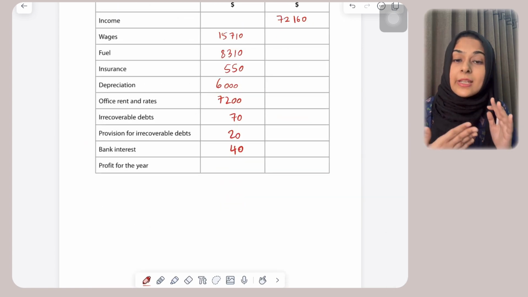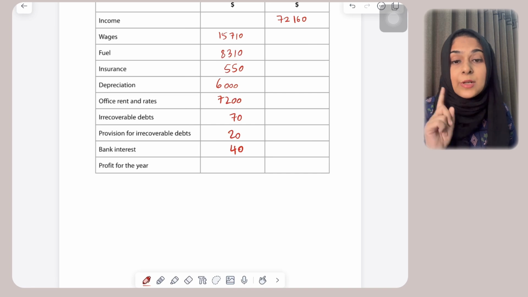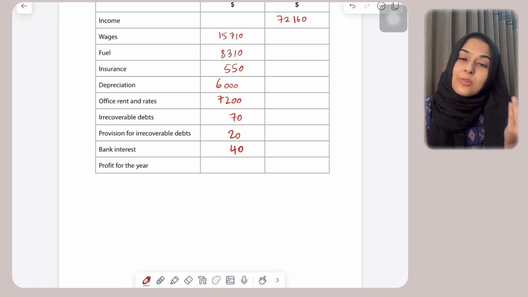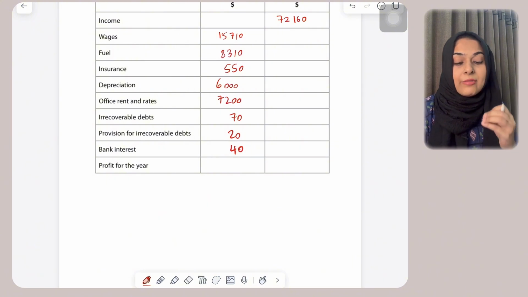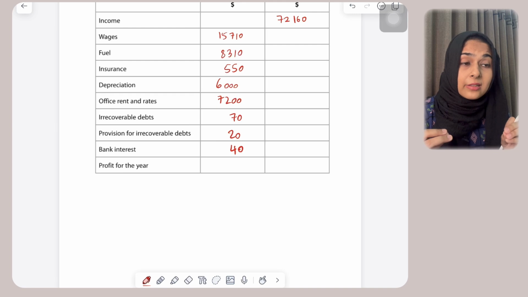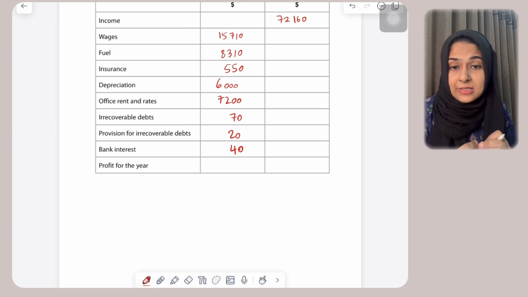The interesting thing you should know about the income statement of service businesses is that there is no cost of sales section. It's just like my own business. Like if I earn through tuitions, right? So tuitions is a service business. It's not an inventory based business.